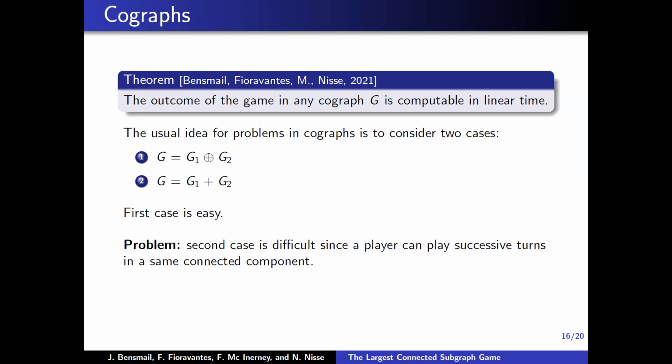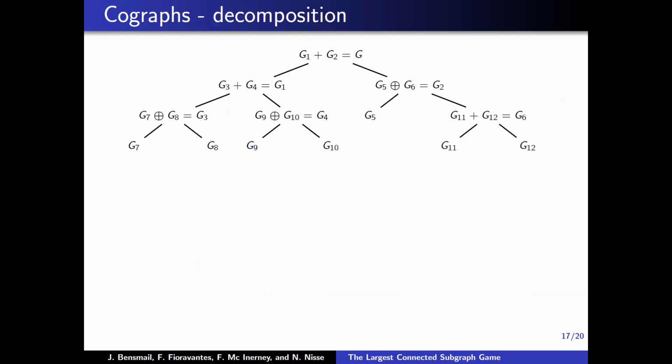But the case of a disjoint union is difficult because essentially we don't know how the game works when a player can play successive turns in the same connected component. So maybe Alice plays in one component and Bob plays in the other. And so now Alice can play again in the same component. So 2 turns in a row. And this makes it very difficult to compute the outcome of the game for disjoint unions of graphs in general. So the solution we have is that we take the decomposition of G into a disjoint union of cographs that are all joins. So here we have a decomposition of G.